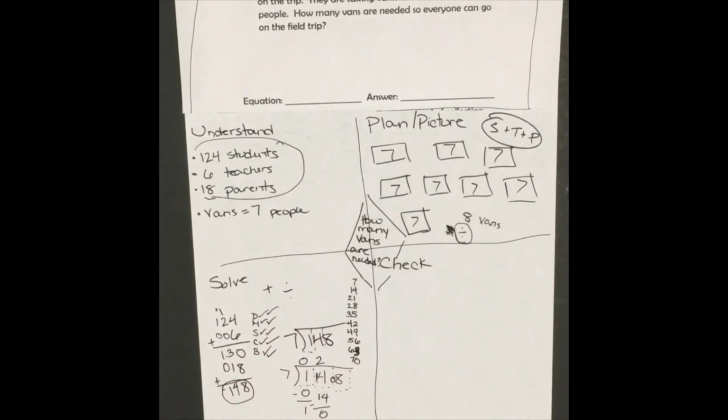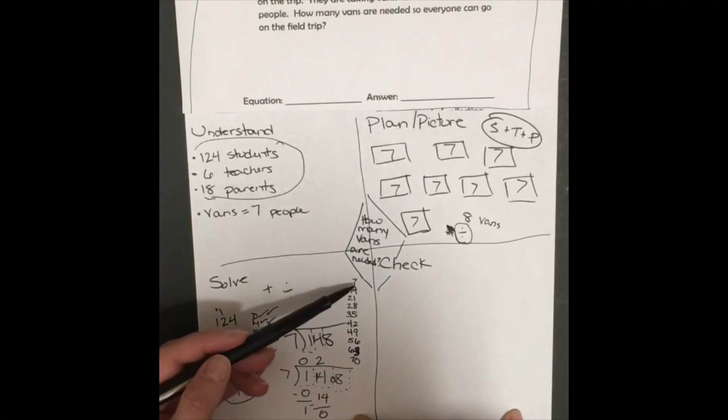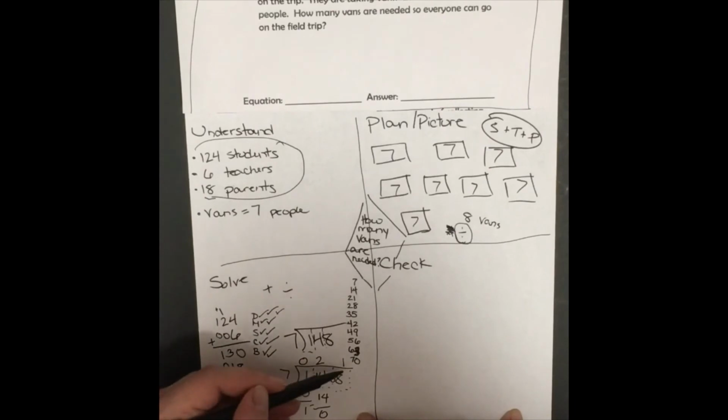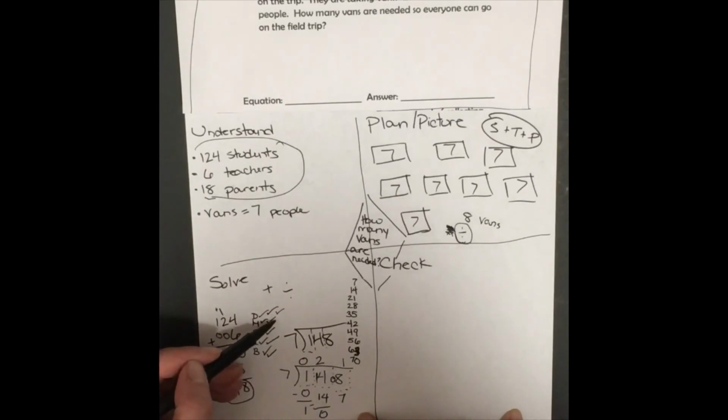I'm going to bring up 0 to my next room, and when I bring a 0 in front of 8, it doesn't change the value of 8, it's still just 8. So now 7 goes into 8. Well, it goes in 1 time. 7 times 1 is 7. I'm going to subtract 8 minus 7 is 1. I'm going to check, is 1 smaller than 7?